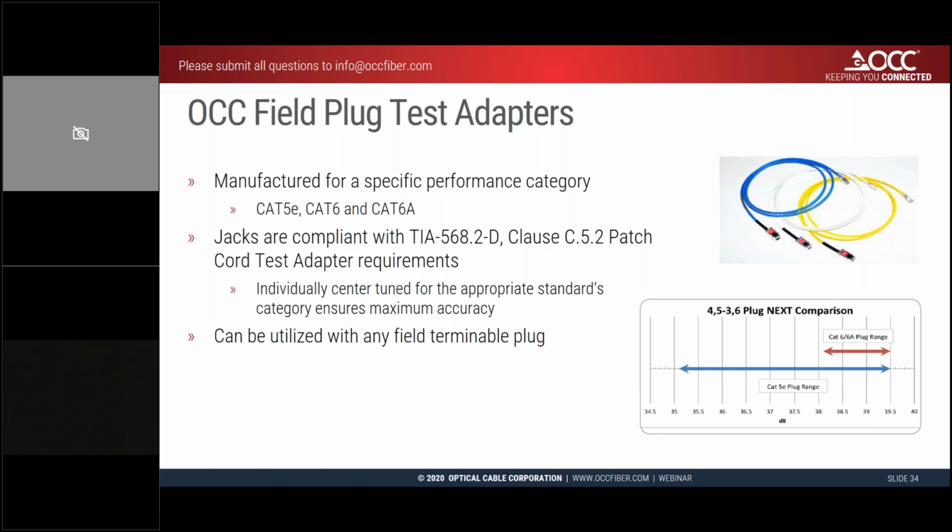So if you were to try and use that Cat 6A jack for a Cat 5E link, it would definitely skew the results. So you wouldn't be getting the correct data out of that. So you don't want to do that. You want to use the correct category for whatever you're testing. Okay.